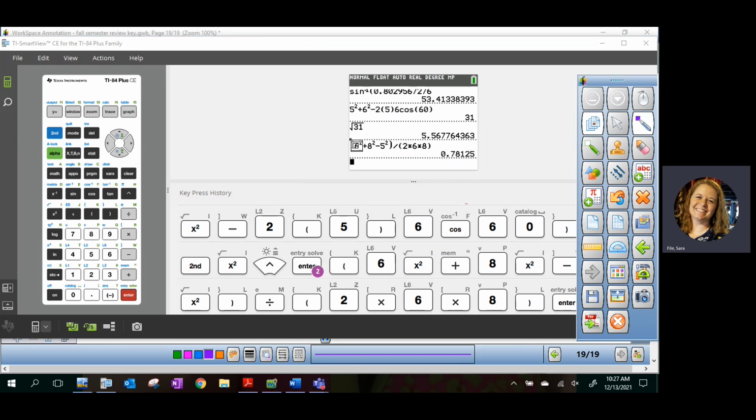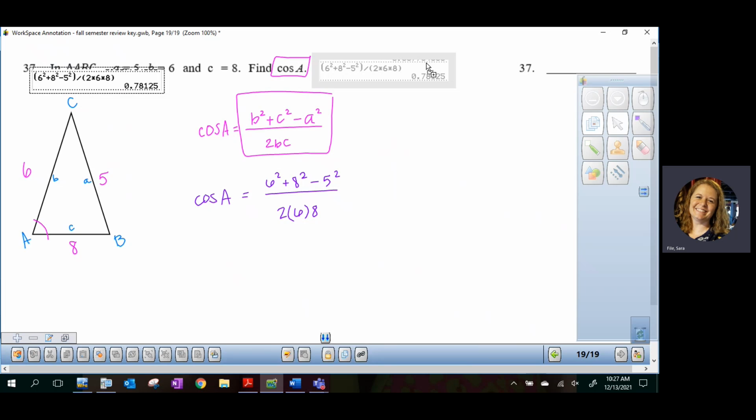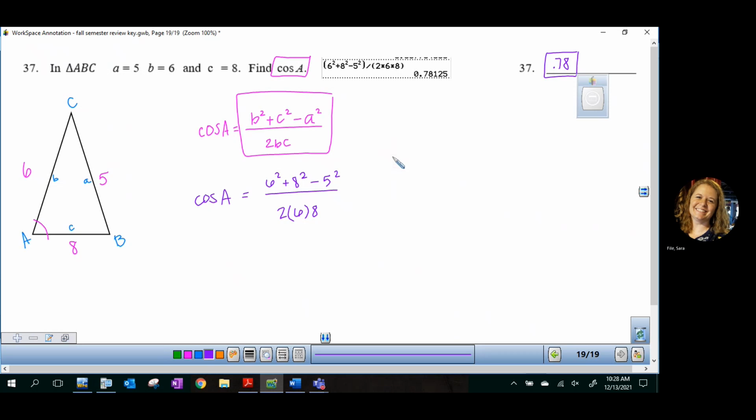Normally, we do not stop there. Normally, we would then do inverse cosine to find the angle, right? But they did not ask for the angle. They asked for cosine of A. So we stop there and we say, okay, it's 0.78 if it's to the 100th. We good?